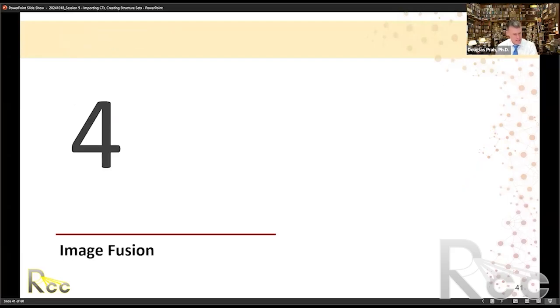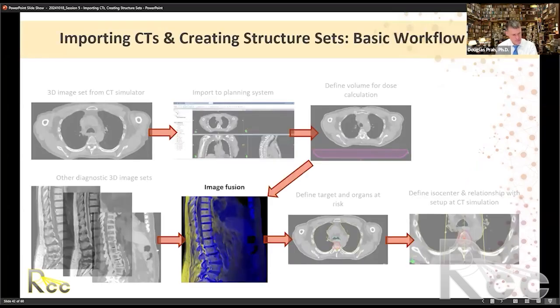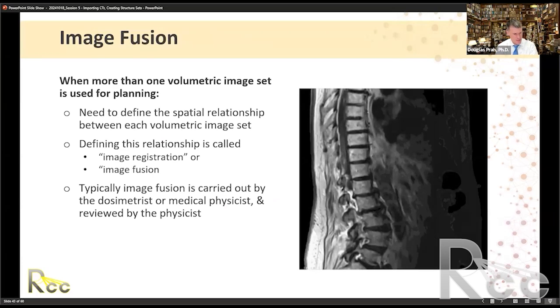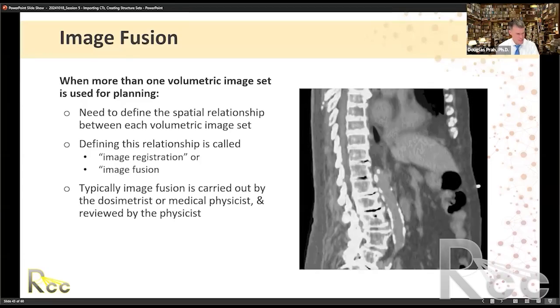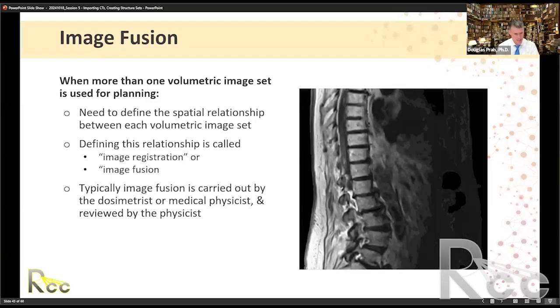So now let's move on to image fusion. Okay, so we've got those scans in, whether it's a 4D or an MR or additional CT scan that you might have grabbed. And now we have to bring all of those scans in, and you have to create what's called a registration object that links those two scans together. So you can see here for image fusion, when more than one volumetric image set is used for planning, we need to define the spatial relationship between the two. And you can see here, this is a simple blending tool that we're going back and forth. You can see the planning CT and the MR.